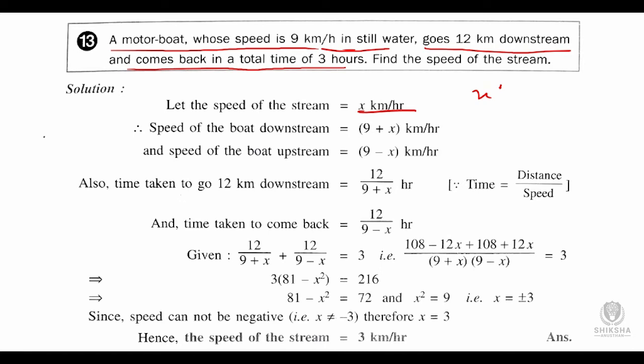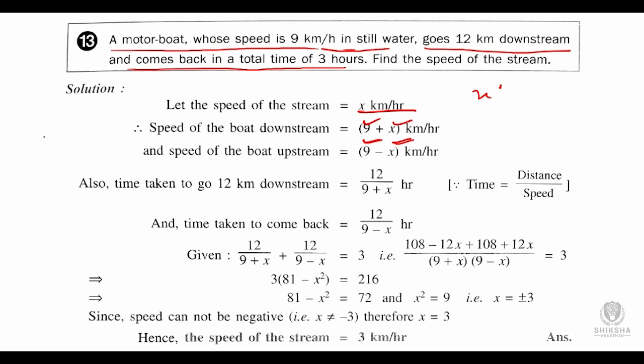So here the speed will be added, the speed of boat plus speed of river, and in case of upstream we will be going against the river. That means we need to have a lesser speed. So 9 minus x, or speed of the boat minus speed of stream. And in this question, the speed of the boat is 9 km per hour, so speed of downstream would be 9 plus x and speed of upstream would be 9 minus x.